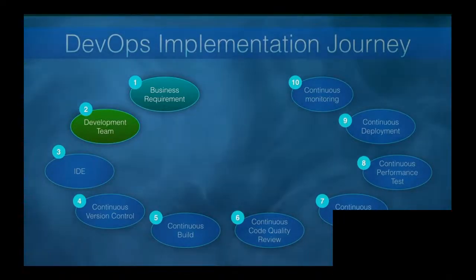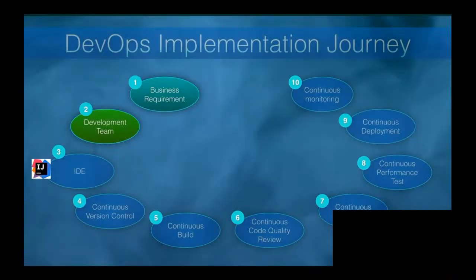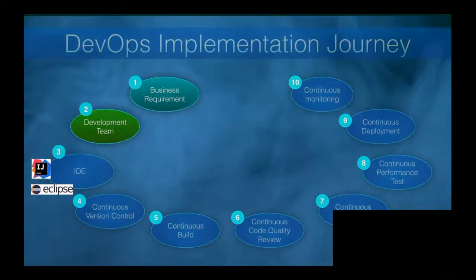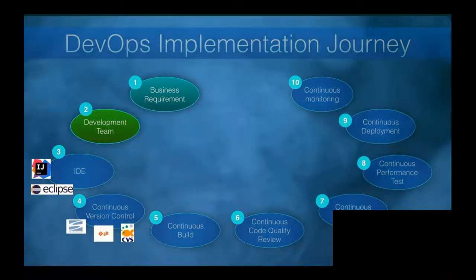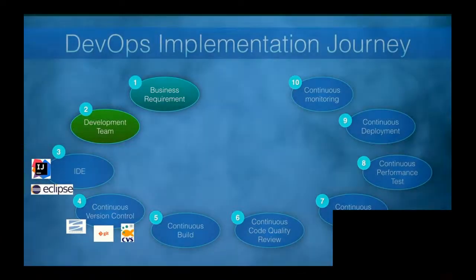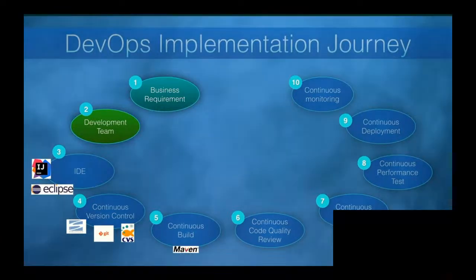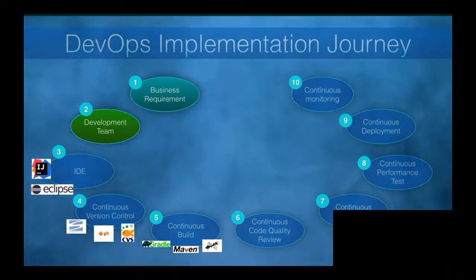Now, I will explain the right tools proliferation for all these stages we discussed. For the integrated development environment, you can use tools like Eclipse or IntelliJ or any similar editors. For source code management, you can go with Git, which is very powerful, and you can also go with popular tools like Subversion, CVS, VSS, etc.